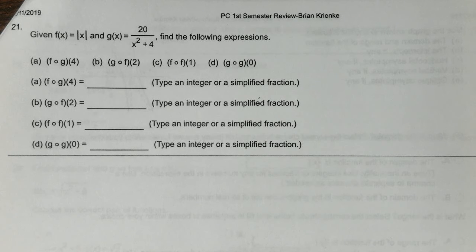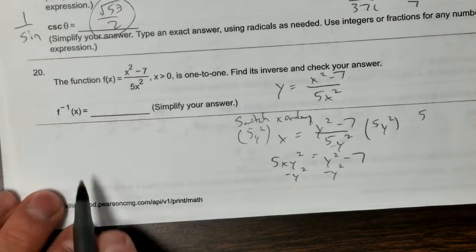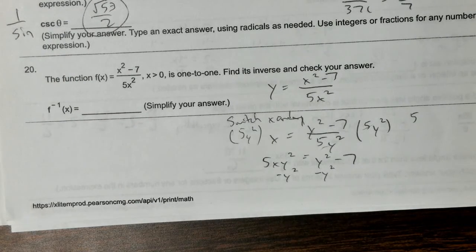Okay, so we are on 21. We didn't get to 20 yet. We're like halfway. Oh, you're right. We were working on 20 and didn't finish it yet. Thank you.